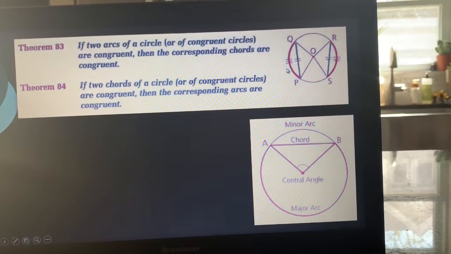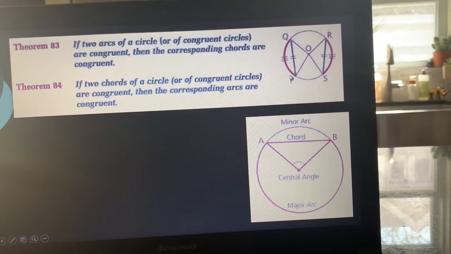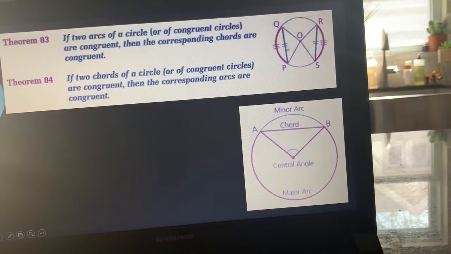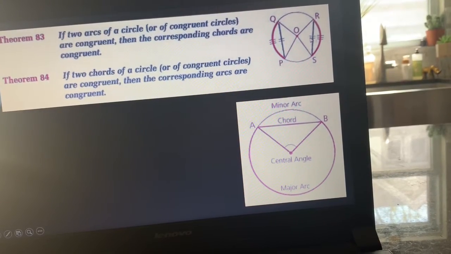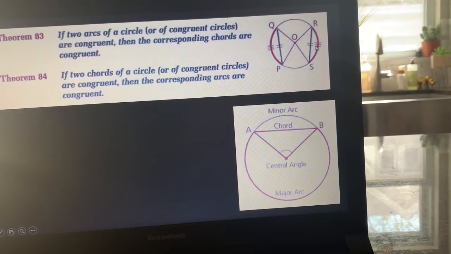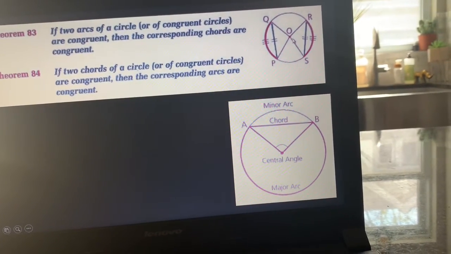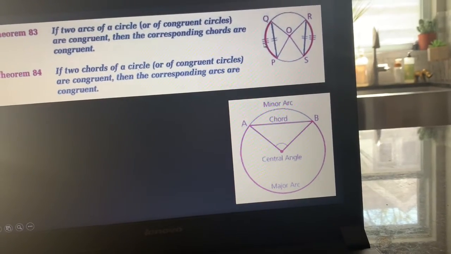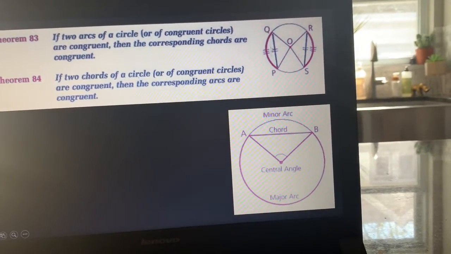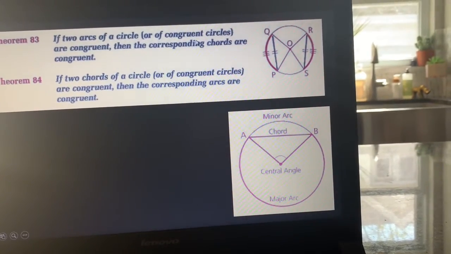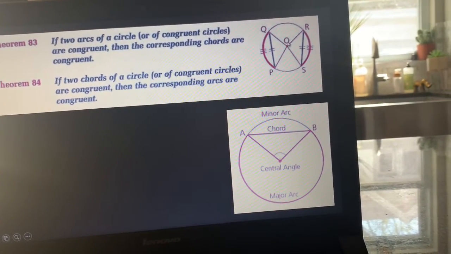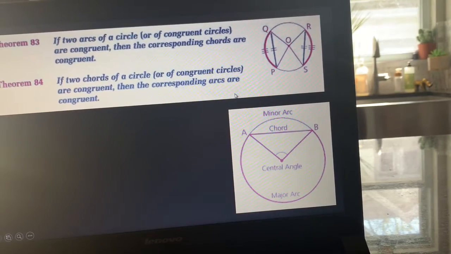Basically, if two arcs are congruent, then the corresponding chords that connect the two endpoints of the arcs will be congruent. If the arcs are congruent, the chords will be congruent. The reverse is true too. If the chords are congruent, the arcs are congruent. If the chords are congruent, the central angles are congruent. If the central angles are congruent, the arcs are congruent. You get all three of these things being congruent. It works within the same circle, but it also works for congruent circles. How do you say two circles are congruent? You have to show that the radii of each circle are congruent.